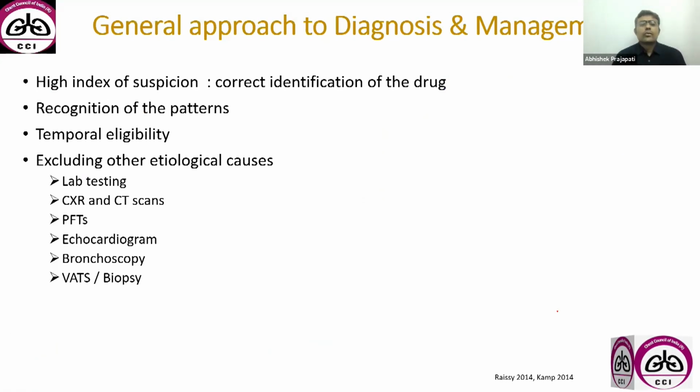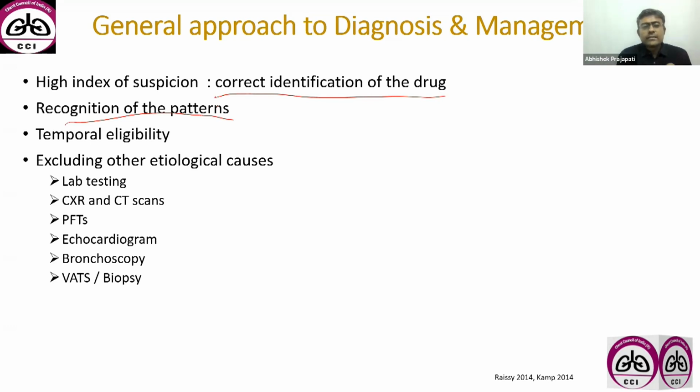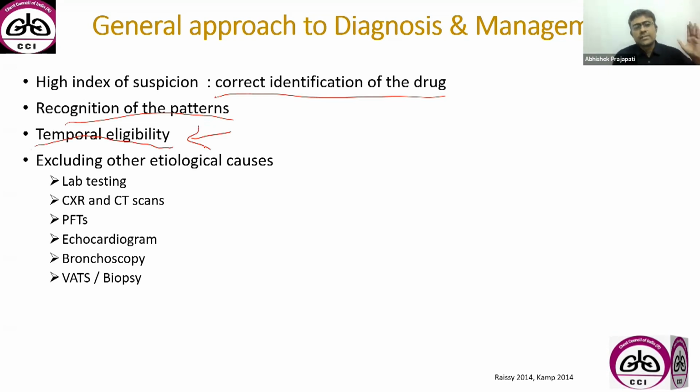Now, if we go to the general approach for diagnosis and management, we should have a very high index of suspicion to diagnose drug-induced lung injury, and we need to correctly identify the drug. We need to recognize many kinds of patterns. And one important factor in diagnosis is temporal eligibility. We must establish evidence that some drug has been started, and after some duration, some kind of respiratory symptoms have started. So this is an important diagnostic pattern to check. So there must be some temporal eligibility.